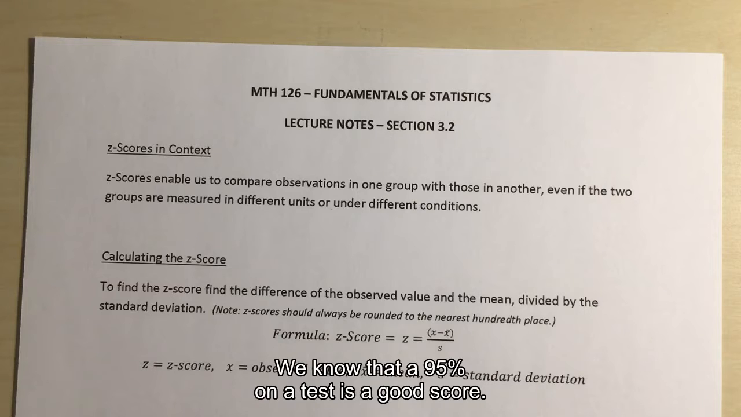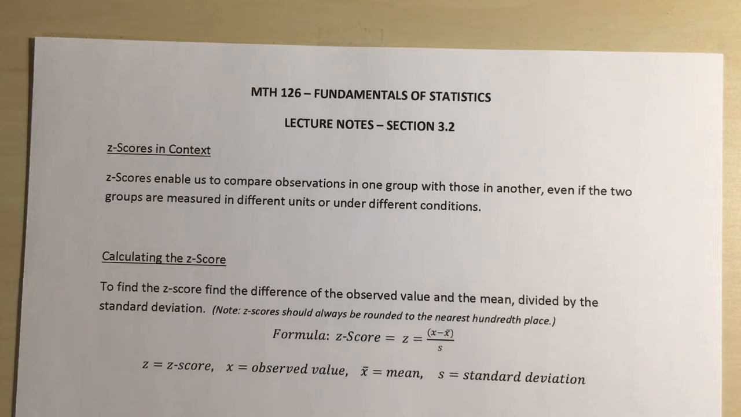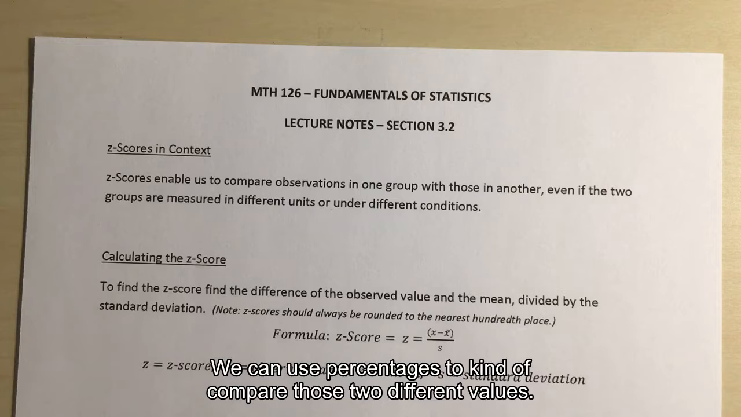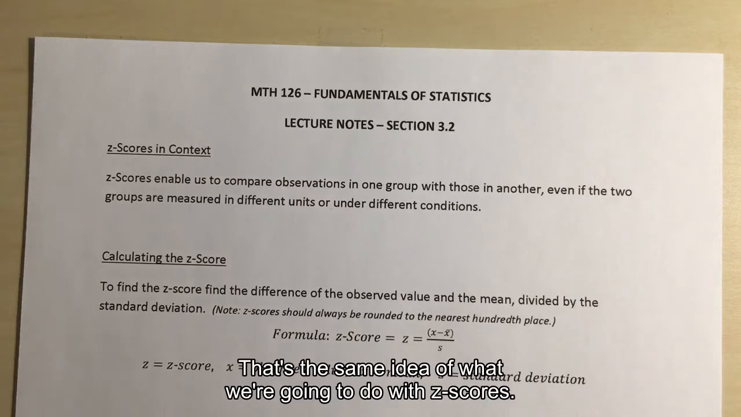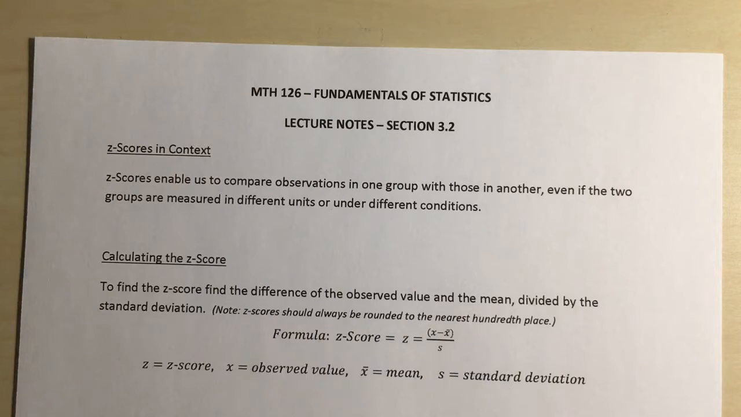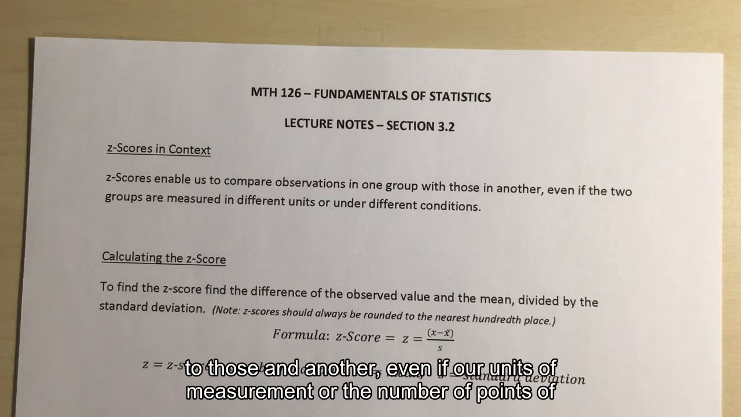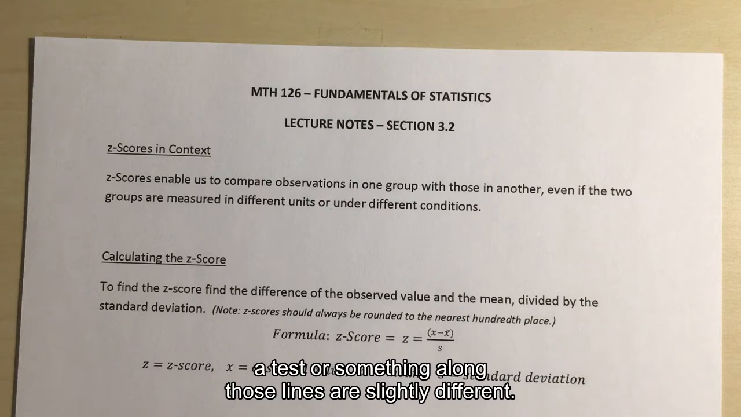Right? We know that a 95% on a test is a good score. It doesn't matter if the test is a 30-point test or a 200-point test. We can use percentages to compare those two different values. That's the same idea of what we're going to do with z-scores. We're going to be able to compare our observations from one group to those in another, even if our units of measurement or the number of points of a test or something along those lines are slightly different.